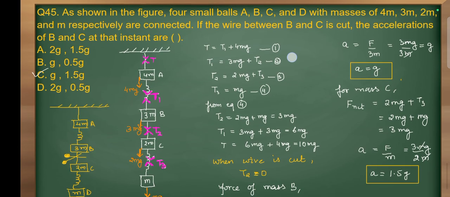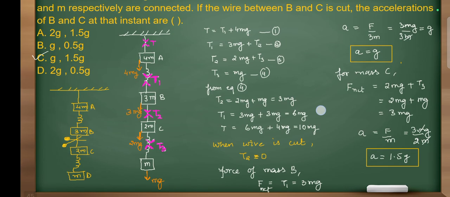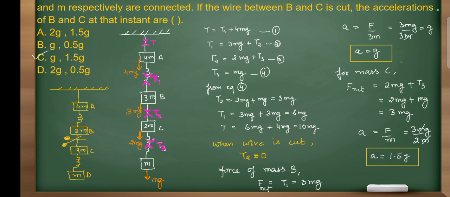Question number 45. As shown in the figure, four masses A, B, C, D with the masses 4m, 3m, 2m and m respectively are connected. If the wire between B and C is cut, the acceleration of B and C in that instant are. Here the figure is drawn, and forces are also shown with the pink marker. This is the net force that is acting on 4m and 3m, 2m and m.